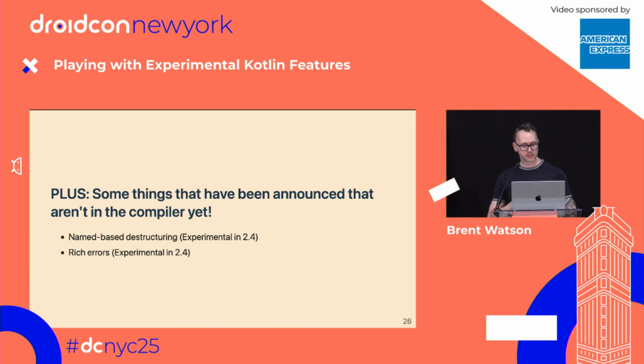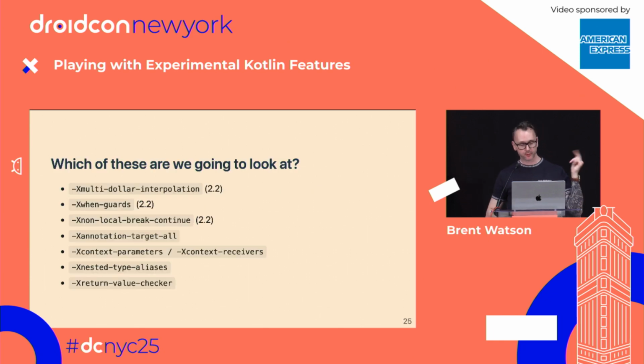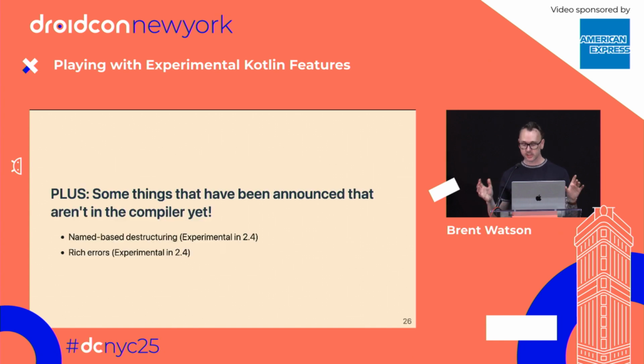There's also some things that have been announced and discussed. They're kind of in that discussion stage that aren't in the compiler yet. Name-based destructuring and rich errors. So we're going to look at these as well. We're going to look at this set of things, which is 2.2 and 2.3 at the bottom, and then these might be in 2.4.